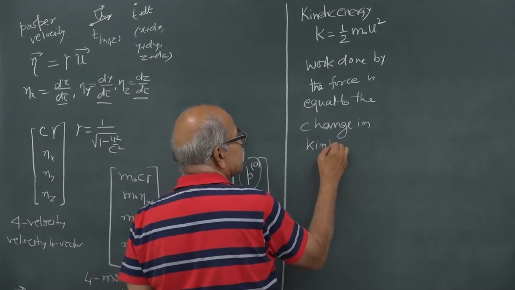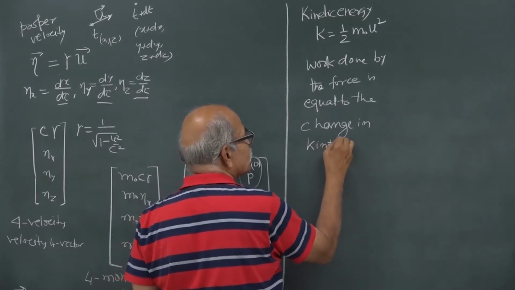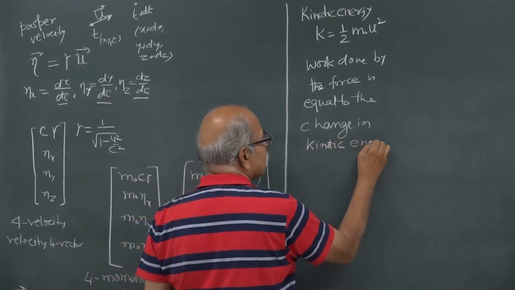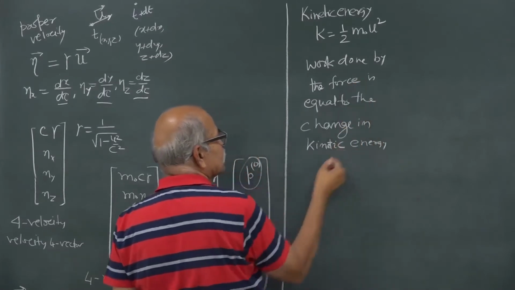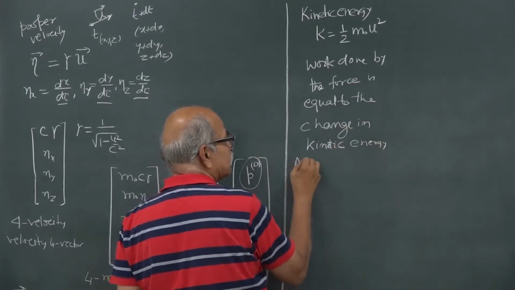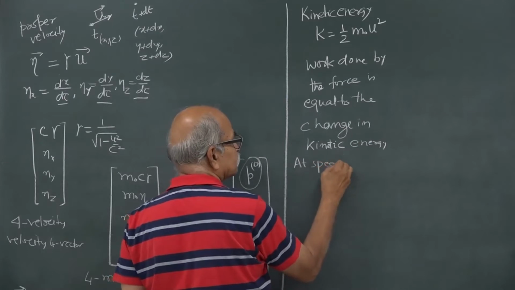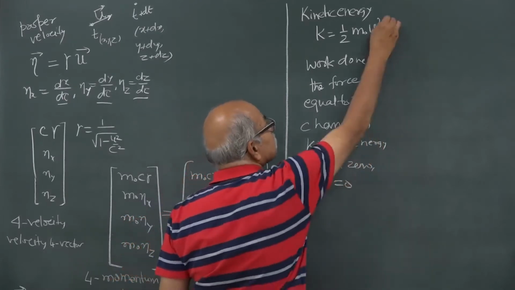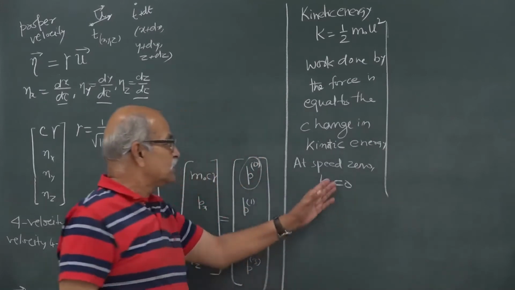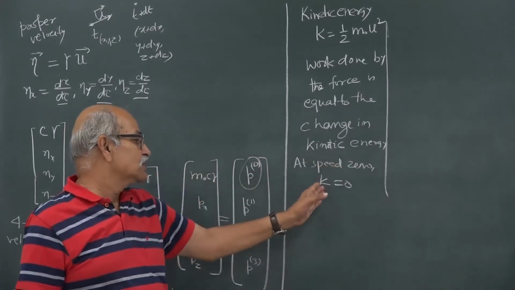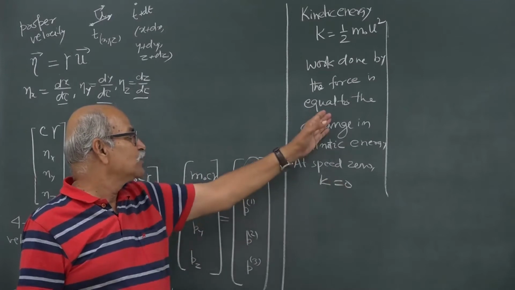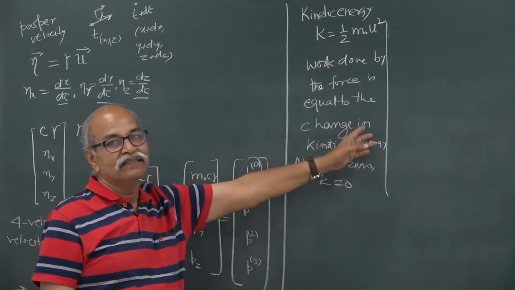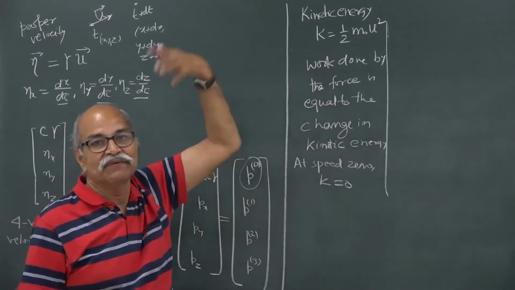This is the energy due to motion. Together with, we say that at speed 0, kinetic energy is 0, right. So, if you say that at speed 0 the kinetic energy is 0, and then you define the change in kinetic energy, then you have defined kinetic energy everywhere.